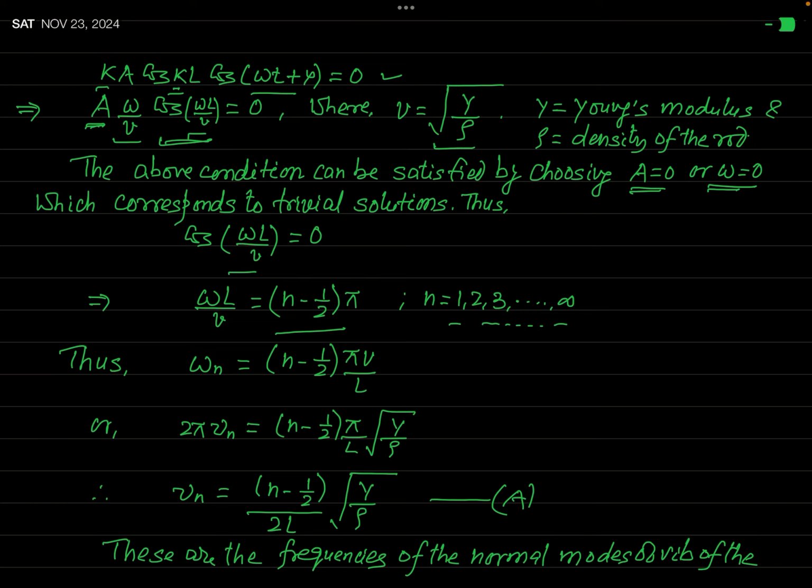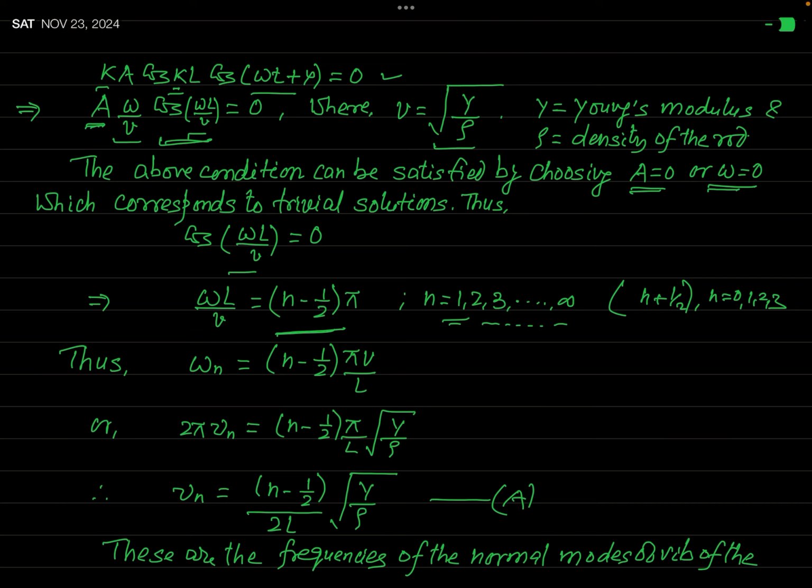You may also take n plus half, but when you take n plus half, then the least value of n you must take is 0. It means then n will be 0, 1, 2, 3 and so on. But when you take n minus half, then you have to start the value of n from 1, not 0. You can't take n equal to 0 in this condition. So omega L over V is equal to this much. This is the general value.